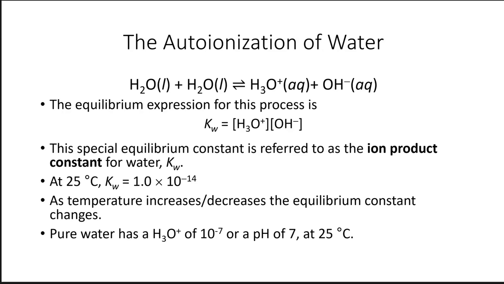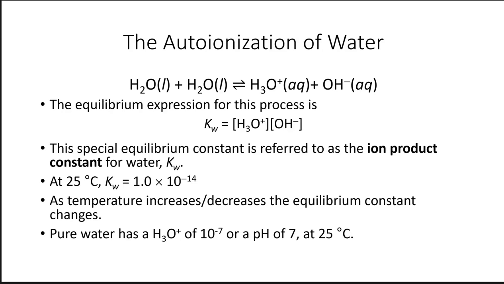And so at 25 degrees Celsius, this Kw, or ion product constant for water, is 1 times 10 to the minus 14th. That's a number you're going to have to remember yourself. Any other temperature, I'll give you Kw. If I don't give you Kw, just go ahead and assume it's 1 times 10 to the minus 14th. As we know, temperature causes equilibrium constants to change, which means that pH changes with temperature. So the neutral point of water is pH 7 only at 25 degrees Celsius.